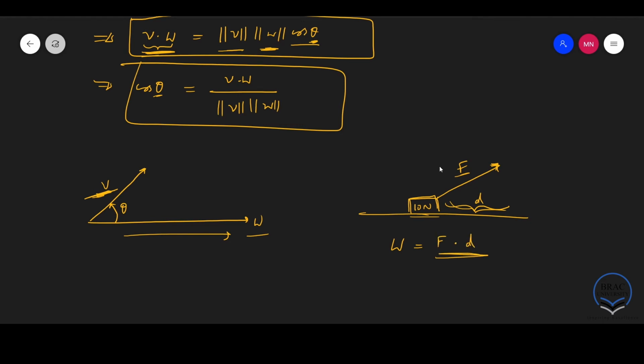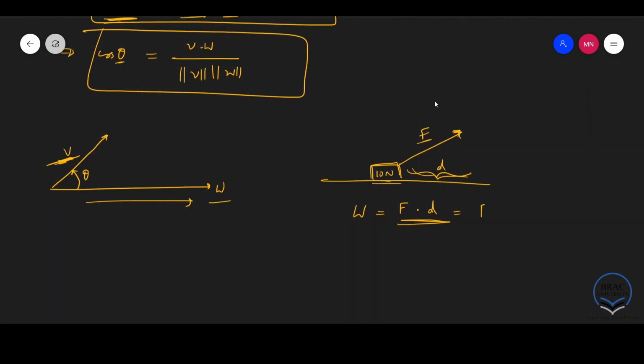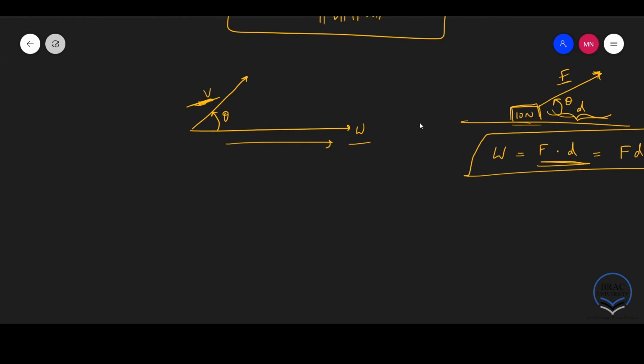So here we have the dot product of the force and distance, which is also equal to F times D times the cosine of theta, where theta is the angle between the force and the horizontal distance, right? So this is an example of a real world application of the dot product. So once again, the dot product just tells us how much this particular vector, or what component of the magnitude of this vector, is towards this direction.